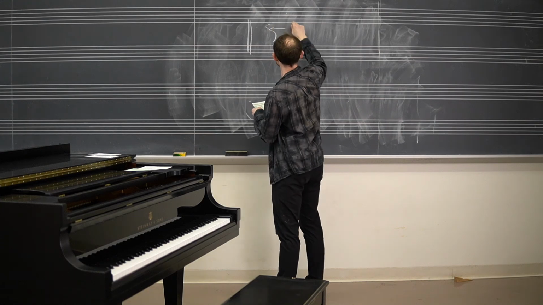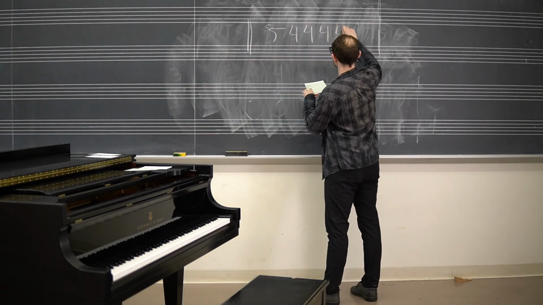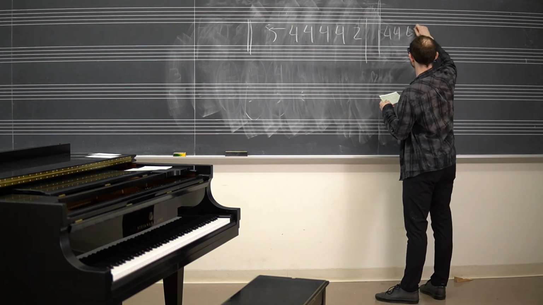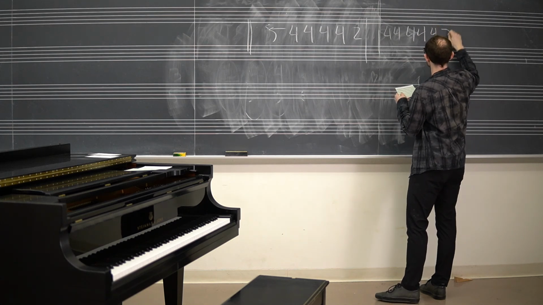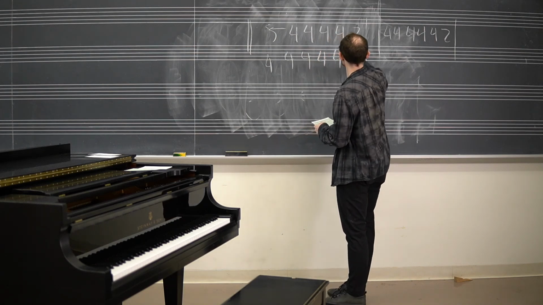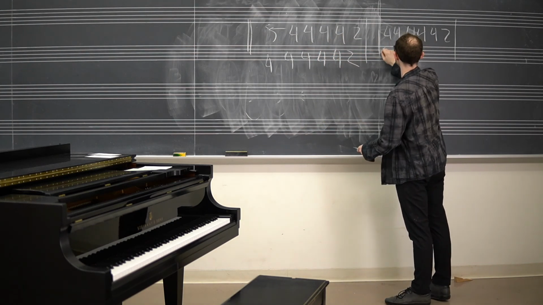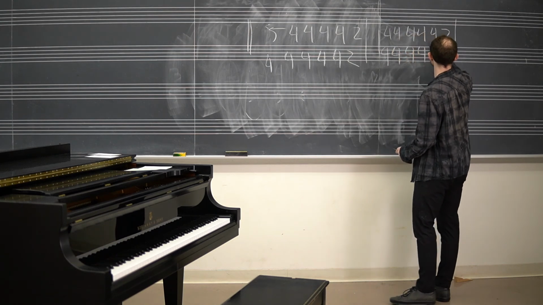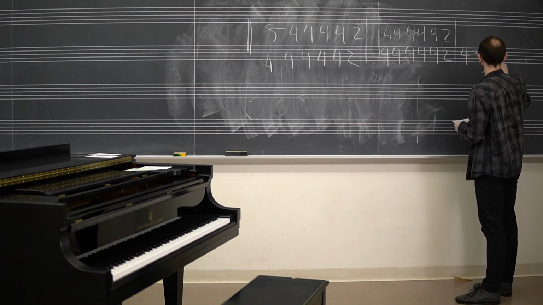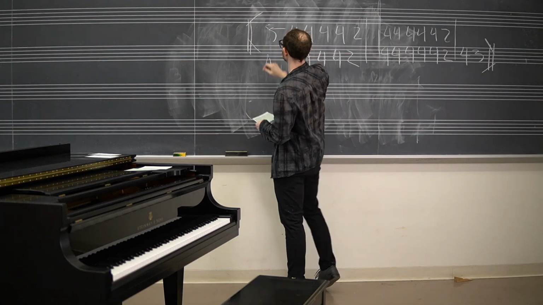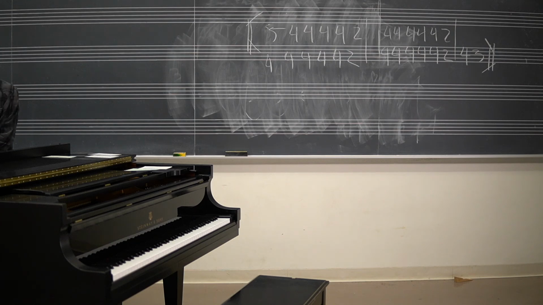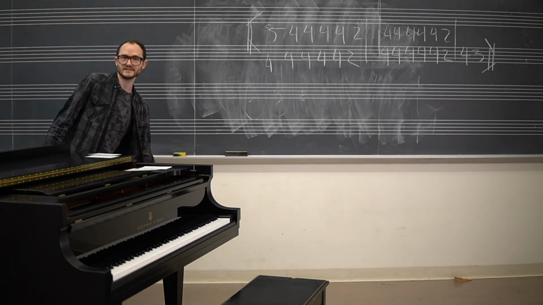Okay, we got 5, 4, 4, 4, 4, 2, and then we got 4, 4, 4, 4, 4, 2, and then another one of those 4, 4, 4, 4, 4, 2, and then to finish up we got another one of these 4, 4, 4, 4, 4, 2, with a little 4 plus 3 at the end to make it interesting. Okay, that's the phrase. Adds up to 96. Here's what it sounds like. I'll play it for you and I'll point so that you don't have to listen to me count.